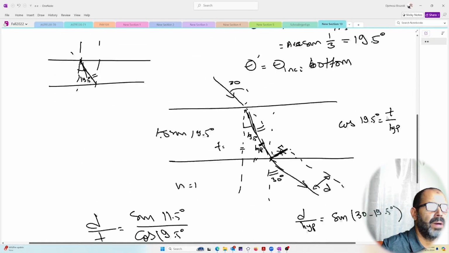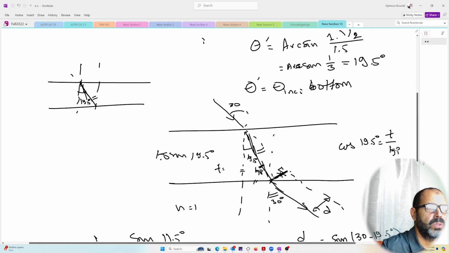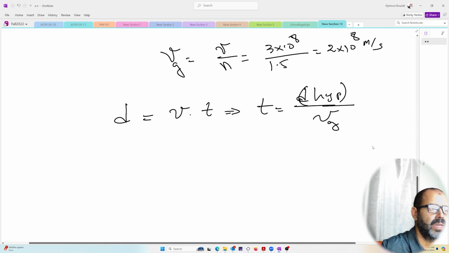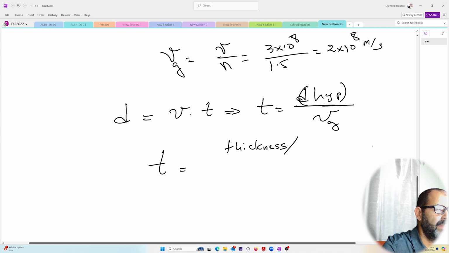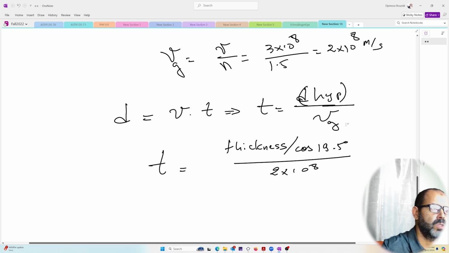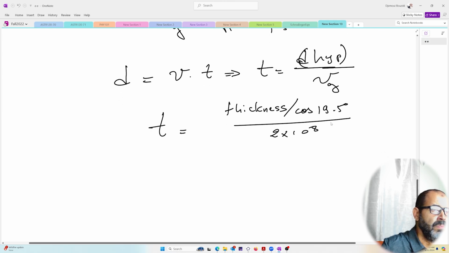So in this case, the hypotenuse, I can take any of this expression, is equal to T divided by cosine of 19.5 degrees. So the time T is equal to the hypotenuse, which is given by the thickness, by the way, divided by cosine of 19.5 degrees, and that divided, of course, by the speed that we just figured out, which is 2 times 10 to the power 8. It's going to be an extremely small time because of the fact that we're dealing with a thickness that is a few millimeters.